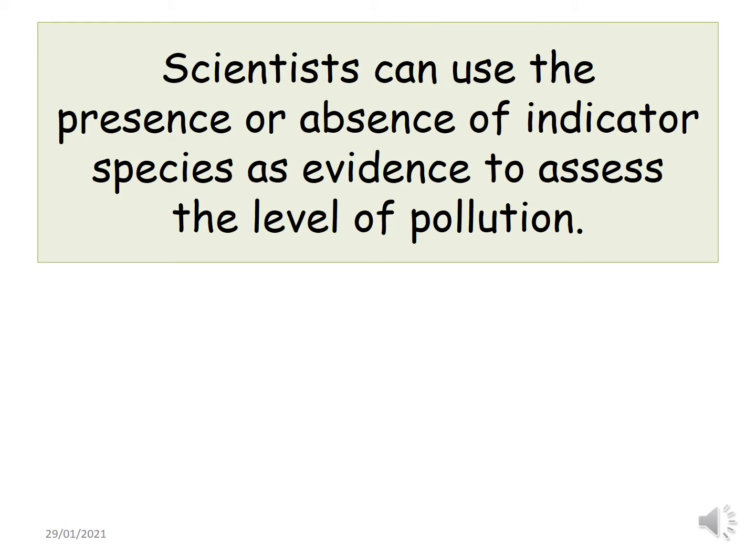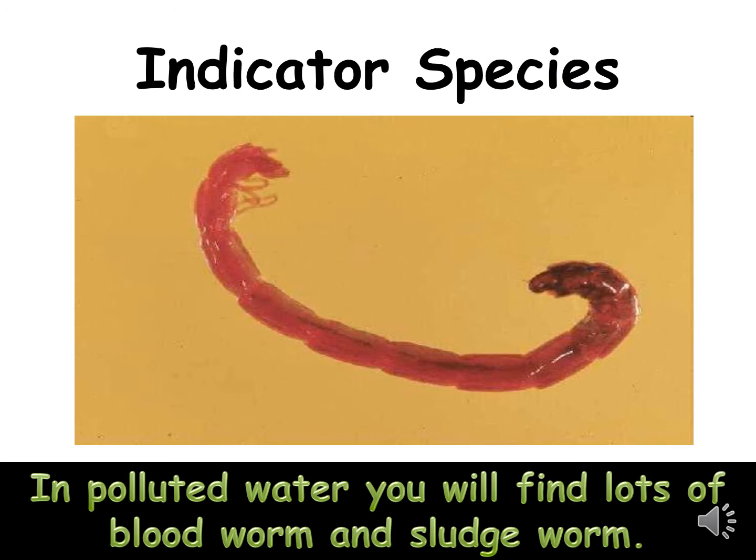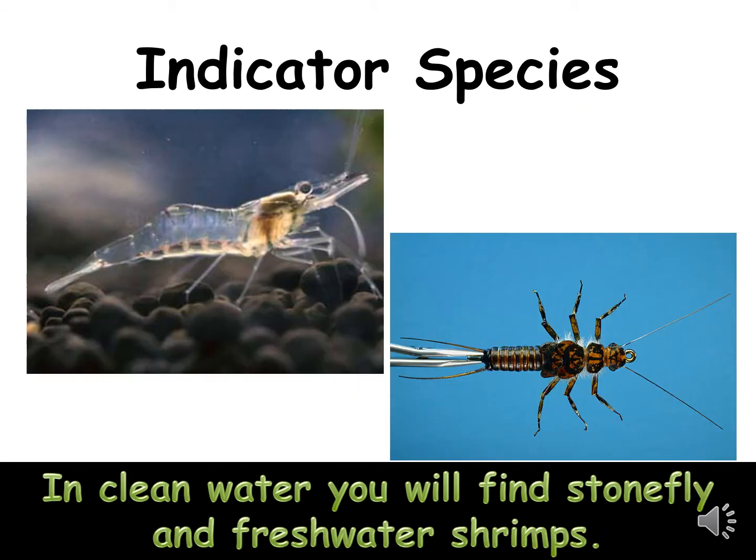How do we know if a river or a lake is polluted? Well, scientists can use the presence or absence of indicator species as evidence to assess the level of pollution. To do this, they look at different organisms. For example, indicator species. If the lake water or the river water is polluted, you'll find lots of bloodworms and sludge worms. If, however, the water is clean, there will be lots of stonefly and freshwater shrimps. Again, we refer to these as indicator species.